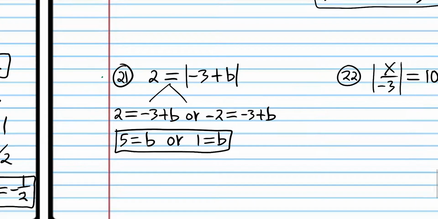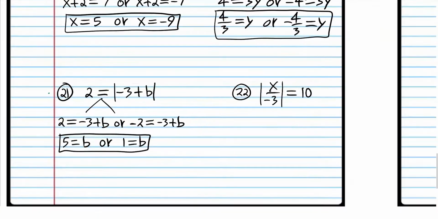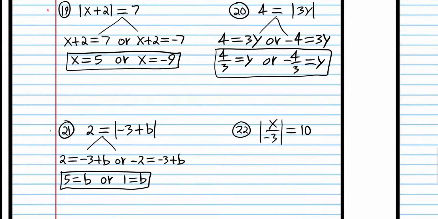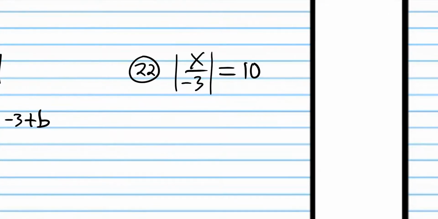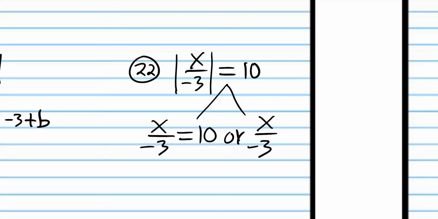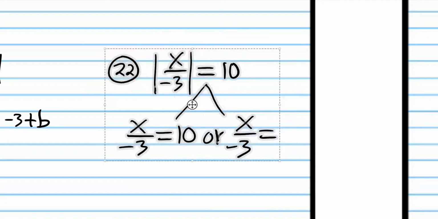So if you got those answers, good job. Go ahead and try number 22, and when you come back, we'll do it together. All right, we're back. So the absolute value is already isolated, so we can just go ahead and break it up into parts. So x over negative 3 is equal to positive 10, but it can also be equal to negative 10.